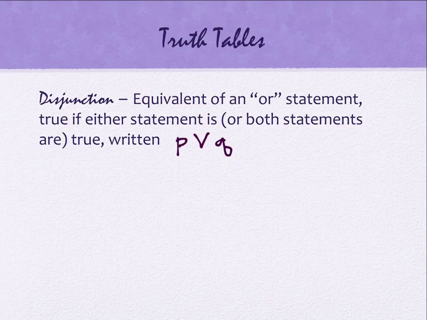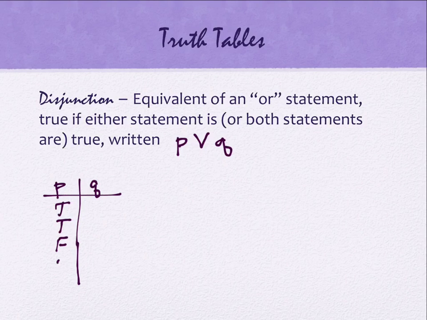Depending on how you write your V's, maybe it looks almost like an R for "or." I don't know, you can pretend. But it looks like a V. We have the same setup that we had before. P and Q: true, true, false, false, true, false, true, false. And we have our column for the or statement, P or Q.